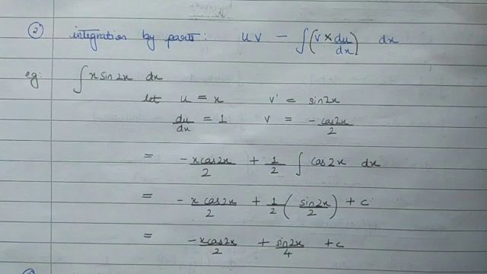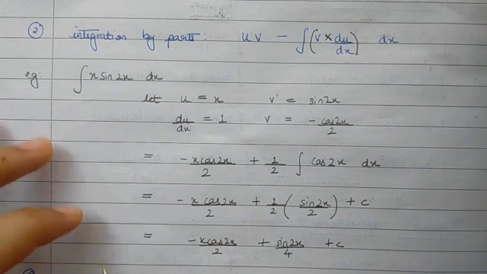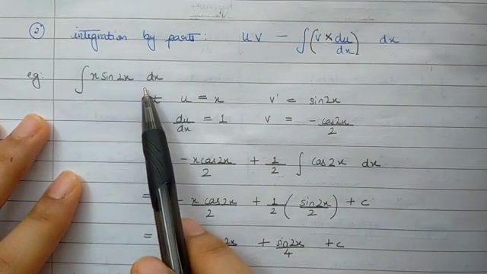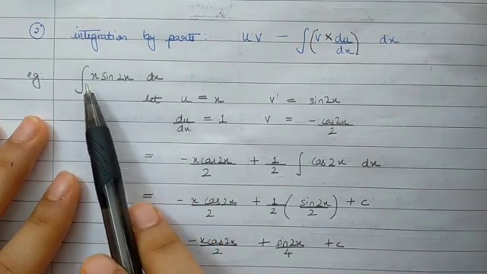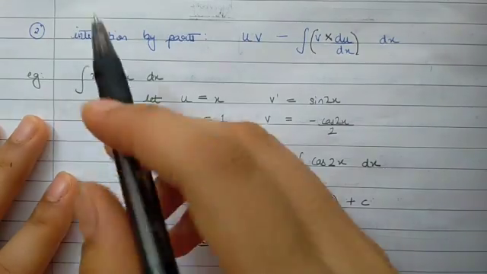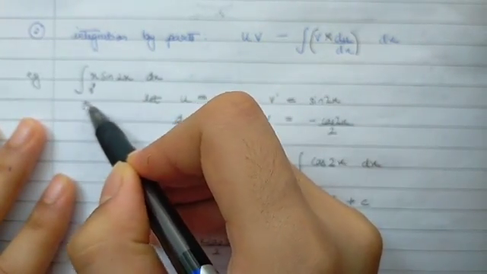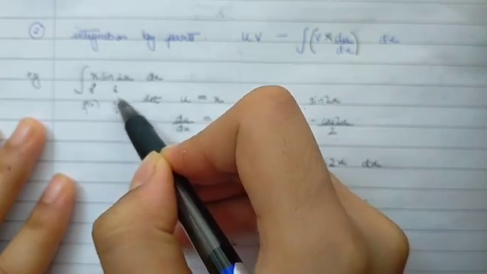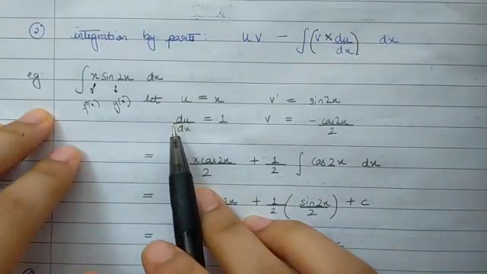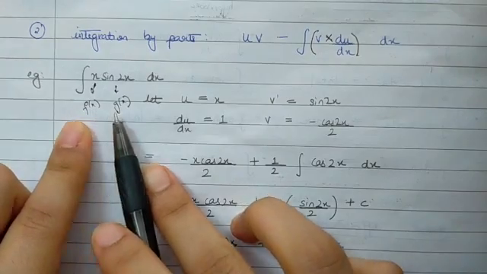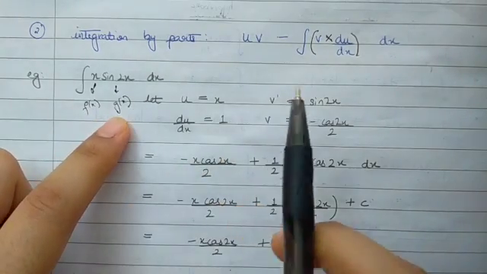So let's look at an example to see what I am talking about. If you have x sine 2x, then you need to make one of these functions. So you can see this as two functions multiplied together. So this can be f of x, and this can be g of x. So these are two functions multiplied together, and you need to assign one of these functions to u and one of these functions to v.